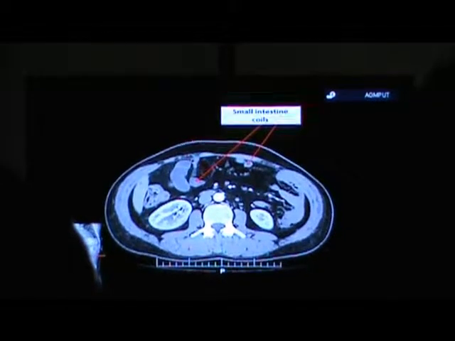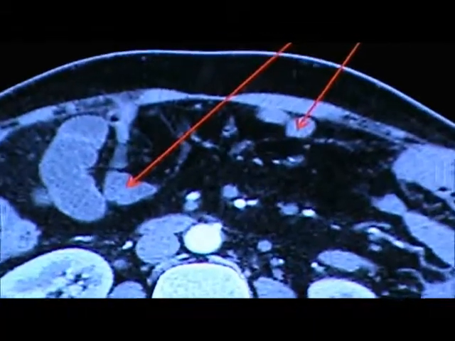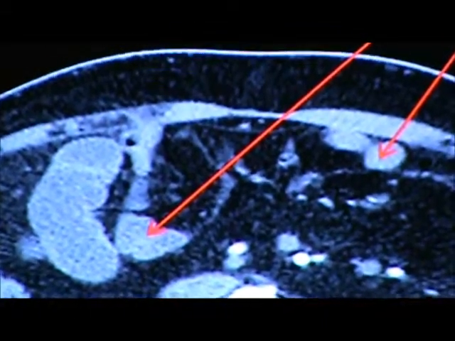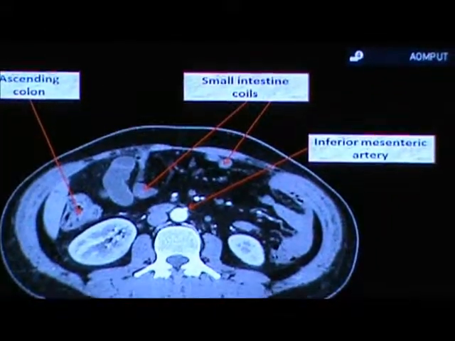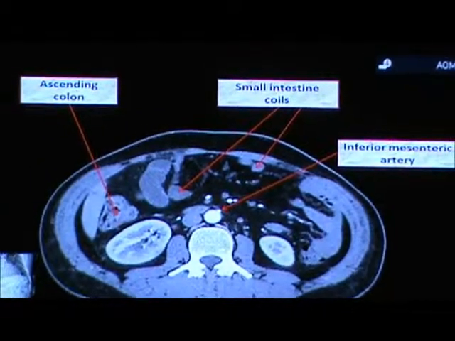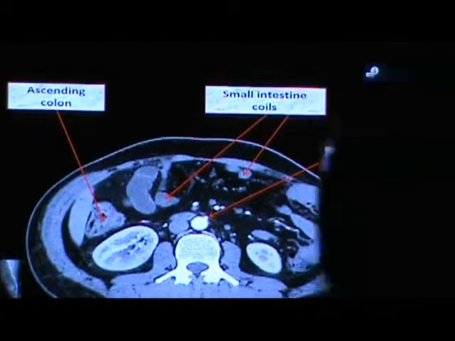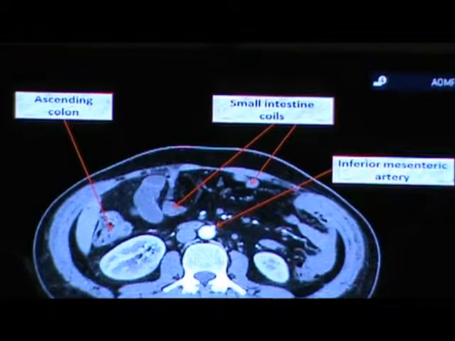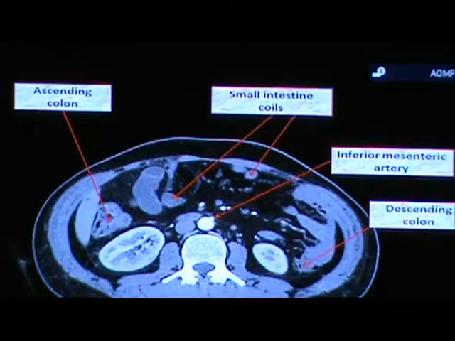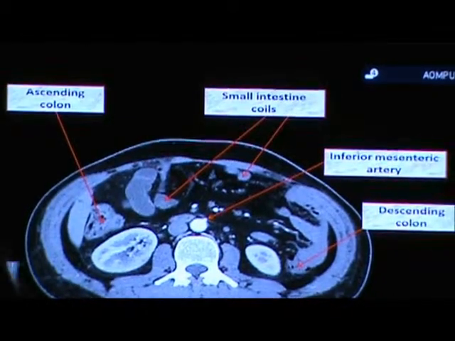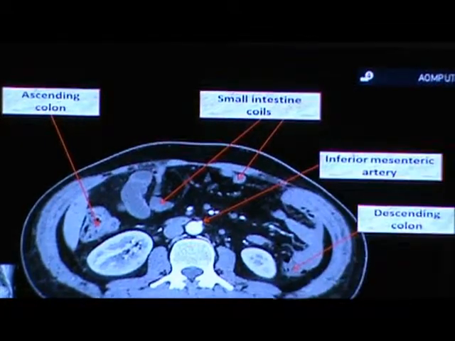A little lower, and we can see the small intestine coils filled with fluid. Also, we can see the ascending colon and the inferior mesenteric artery. It's branching from the anterior aspect of the abdominal aorta. So we are around the level of the 4th lumbar vertebra. Around the level of the 4th lumbar vertebra, there is a bifurcation of the aorta. This is about 4 to 5 centimeters superior to this level.